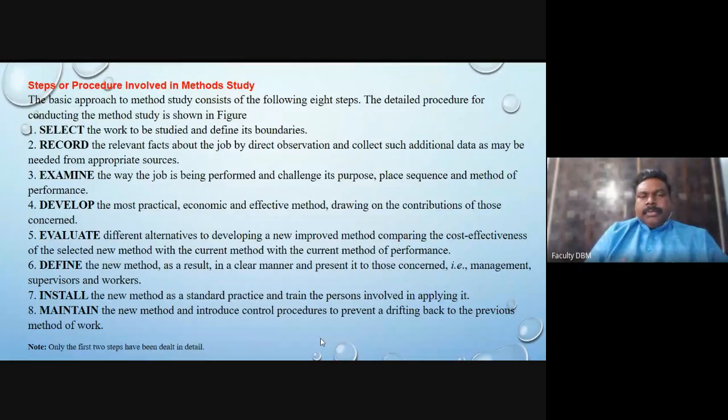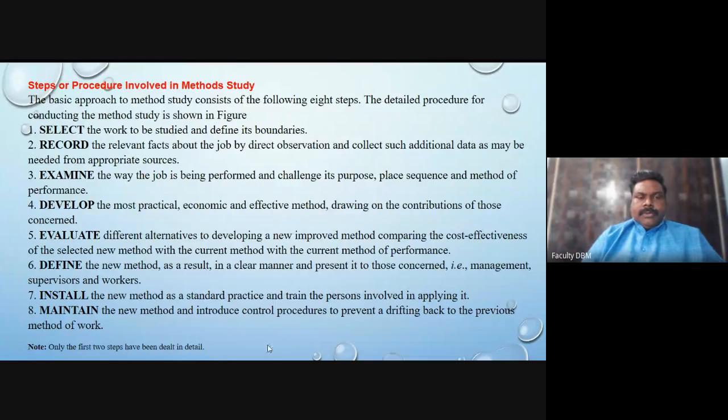Develop the most practical, economic, effective method, drawing on the contributions of those concerned. If you want to develop a new thing, like replacing the earlier activity, in our education system after COVID and the pandemic, we changed our physical classroom to online classroom. There were drastic changes, and in the second semester, because of some bottlenecks, we changed our platforms, from Cisco WebEx to Zoom, again to Cisco WebEx, then to Zoom, then to Google Meet and Google Classroom. So all this is developing, evaluating, defining and installing systems. This also happens in industries. They take a particular job, use these 8 steps, and study it.